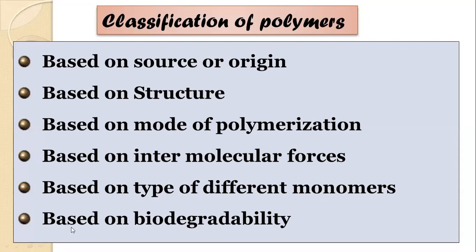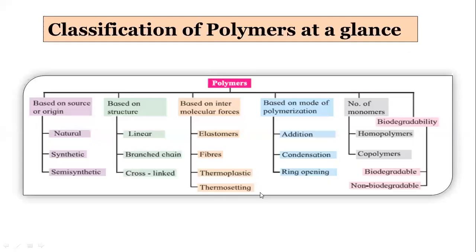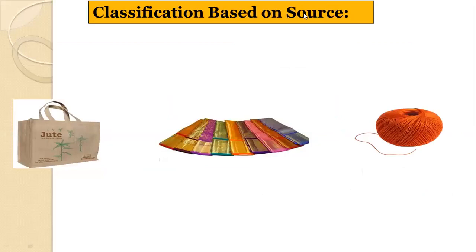And last one is classification based on biodegradability. You know this word biodegradability. If the polymers are biodegradable, these are kept in biodegradable, and the polymers which are non-biodegradable, these are kept in non-biodegradable. So one by one we will see in detail. This chart will not be asked for exam. Note this thing. This is only for information, for understanding how the polymers are classified. No question will be asked on this chart. So forget about this chart.